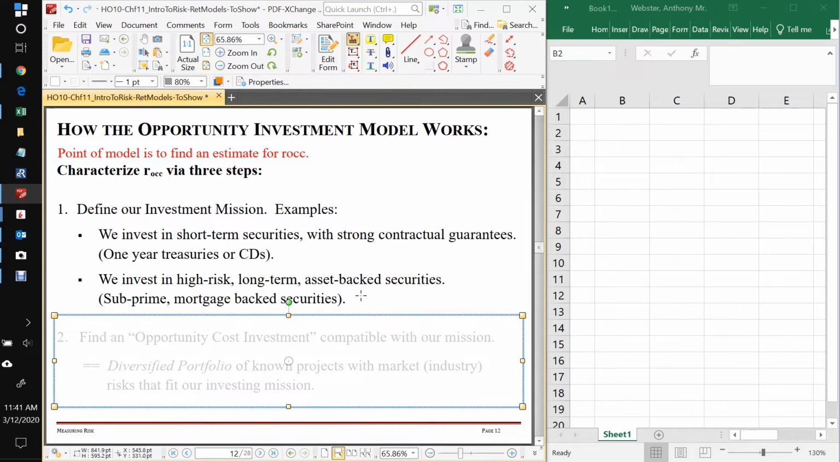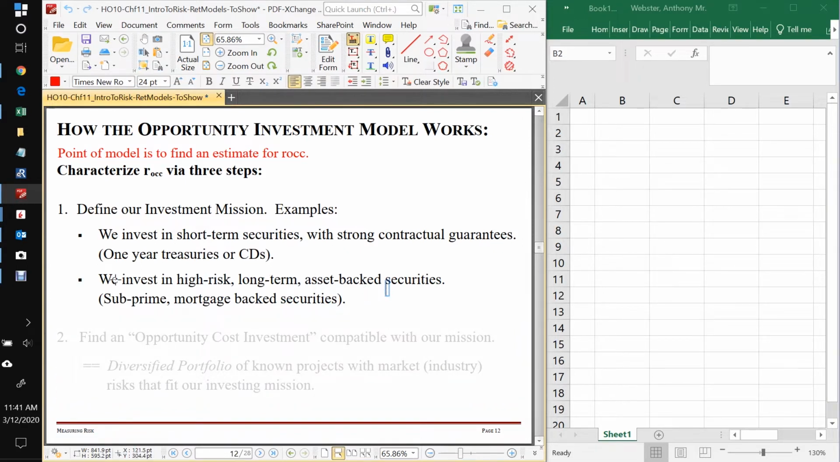Another example, another very different mission, could be this. We invest in high-risk, long-term asset-backed securities. So that would be something like subprime mortgage-backed securities. These are actually some of the types of things that got us into trouble in the Great Recession. But nothing wrong with investing in these if you keep your wits about you.